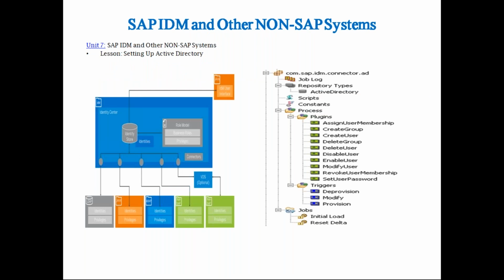Next we will be discussing various IDM integrations with non-SAP systems. One of the important non-SAP systems is the Active Directory system. We will understand how IDM can integrate with this Active Directory system, and how data can flow from IDM to the Active Directory system.